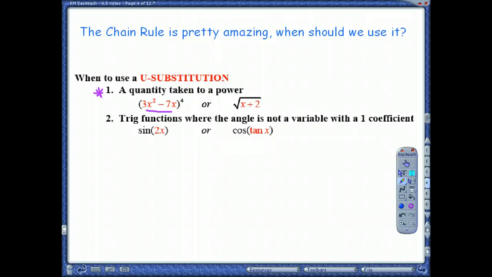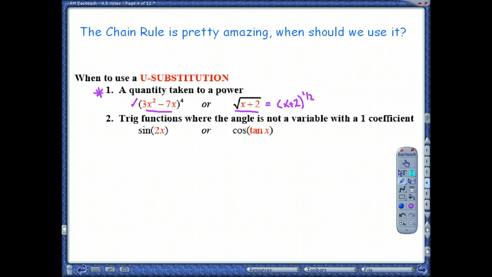To the 3rd power, maybe on a good day. But we're not going to take things to the 4th power, to the 5th power, certainly not the 50th power. So this first one, we could if we wanted to, but we don't want to. This second example, the square root of x plus 2, remember that's just x plus 2 to the 1/2 power, so it is indeed a quantity being taken to a power. Now this one, we're stuck.